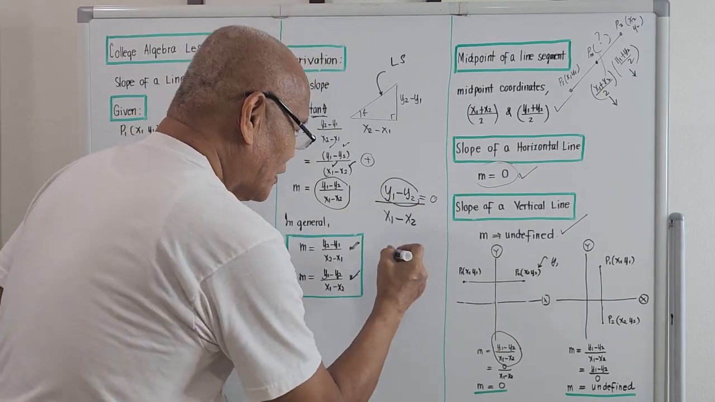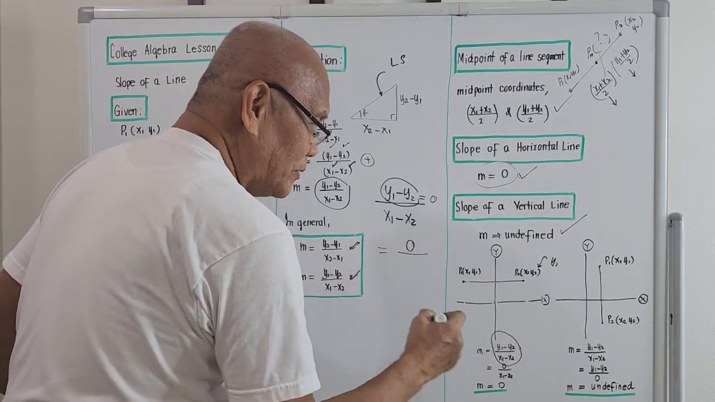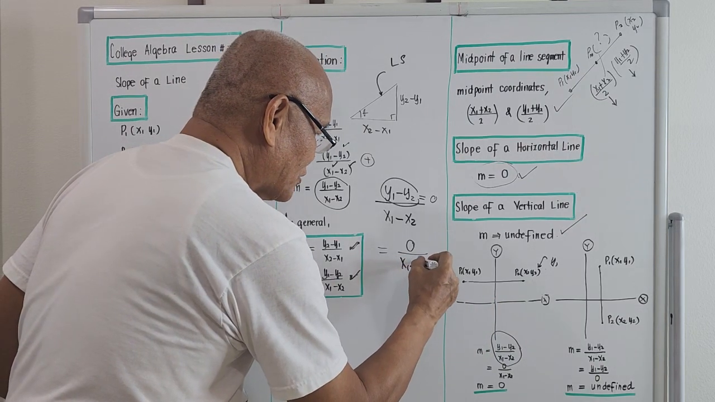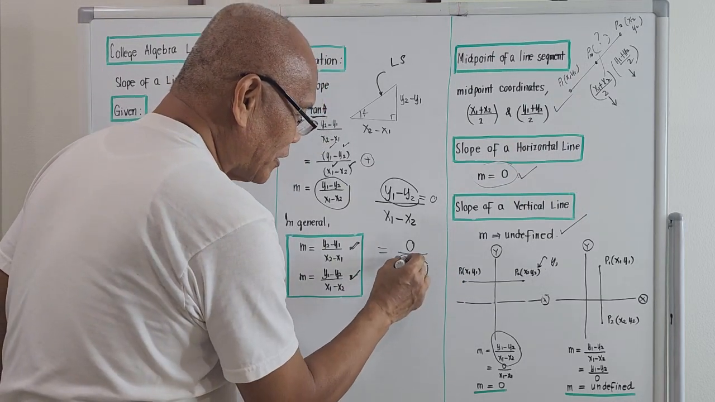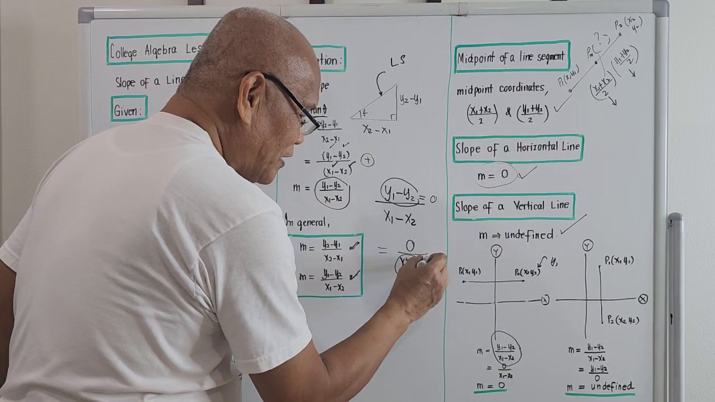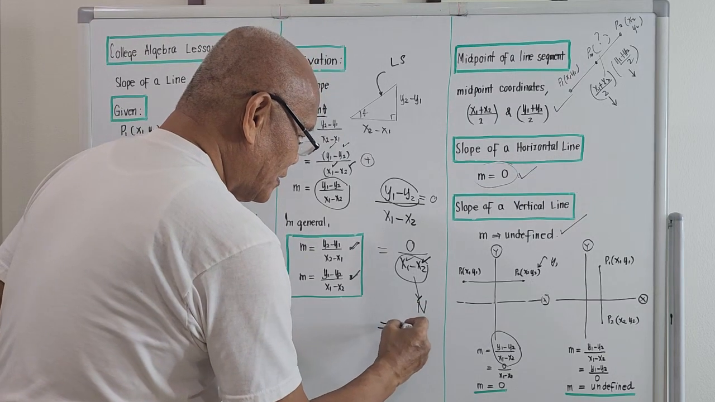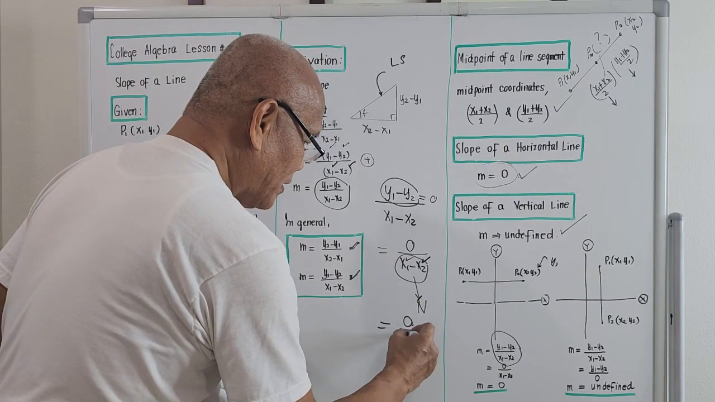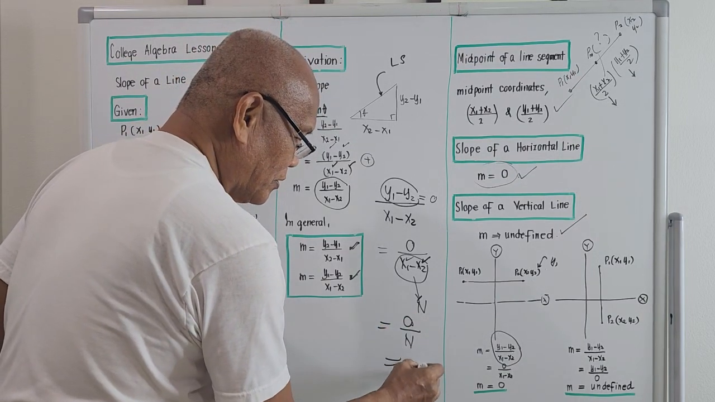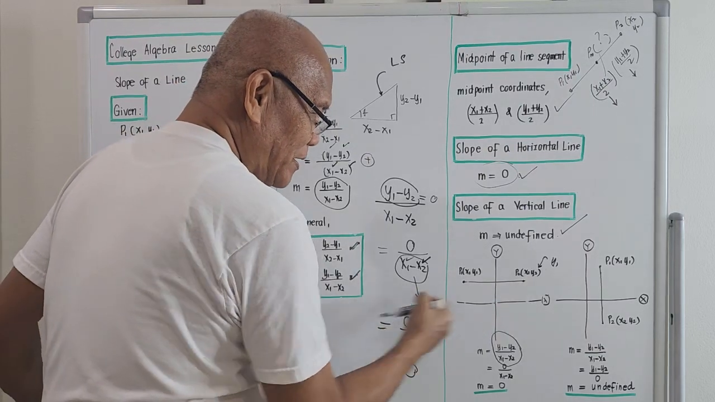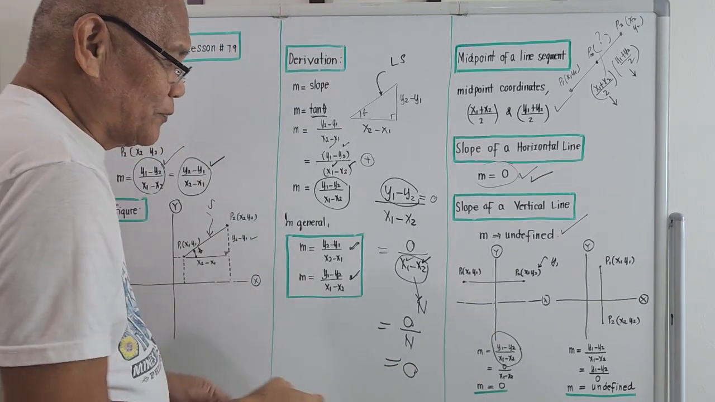So what will come out? It will now be equal to 0 over, for the abscissa, they are not 0. It will be x1 minus x2. For any line segment, x1 is a real number, x2 is a real number, so the difference of this will still be a number, right? And this will be 0 over a number. And what is a 0 over a number? It will be equal to 0. So for a horizontal line, the slope is 0. Okay, that's the proof.